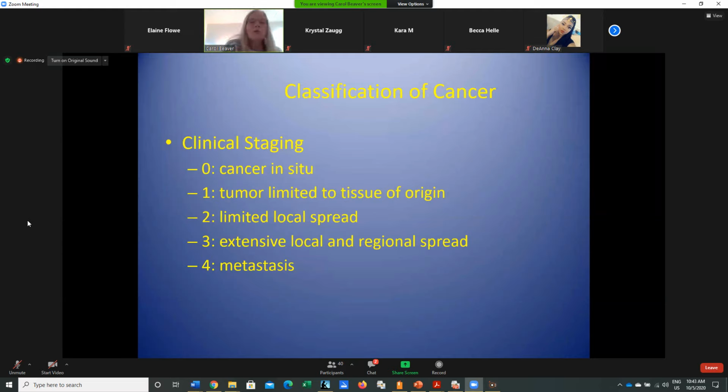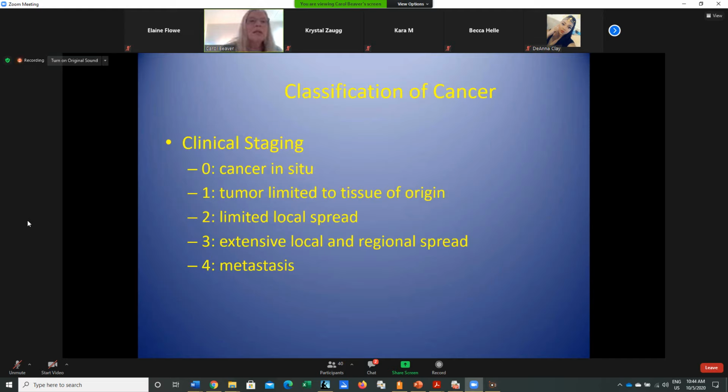So clinical staging, we can have 0 is cancer in situ, where it has sort of got a covering around it, and it's not invasive. There are abnormal cells in there, but it's not invasive yet. So they call that 0, cancer in situ. Then stage 1 is tumor limited to the tissue of origin, and 2 is limited local spread, and 3 is extensive local and regional spread, and 4 is metastasis.